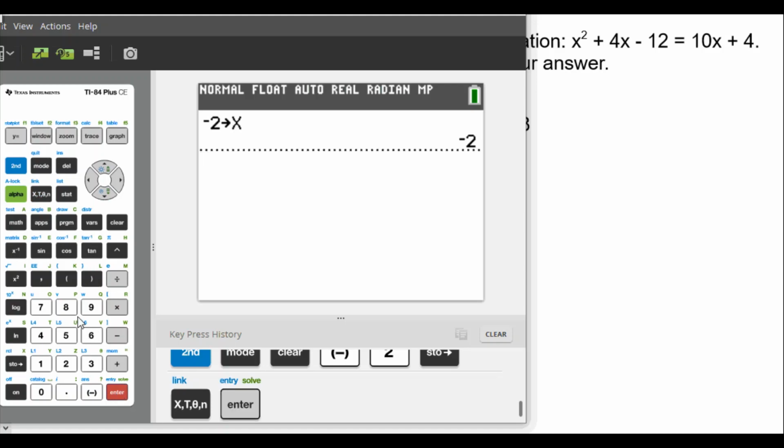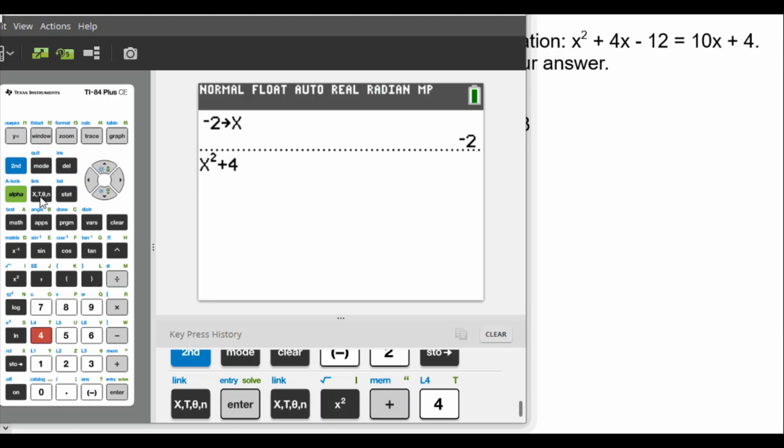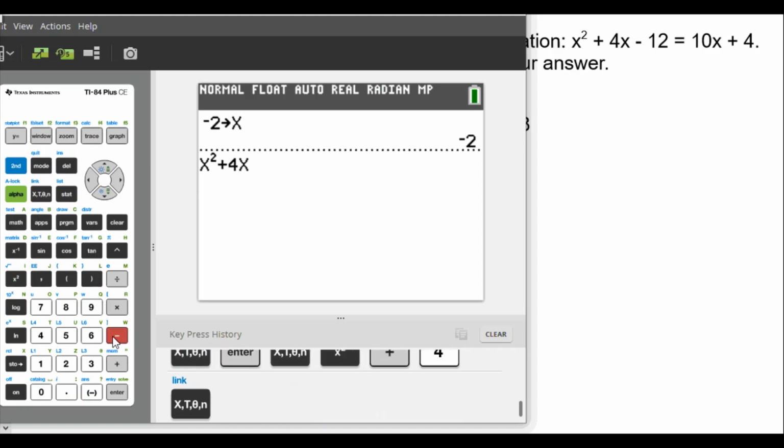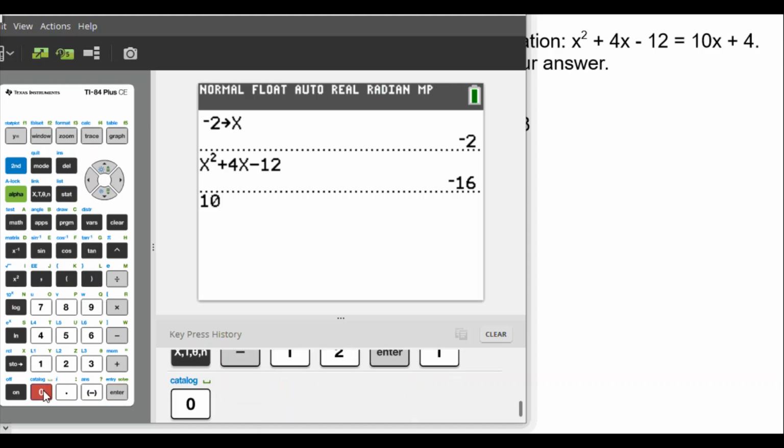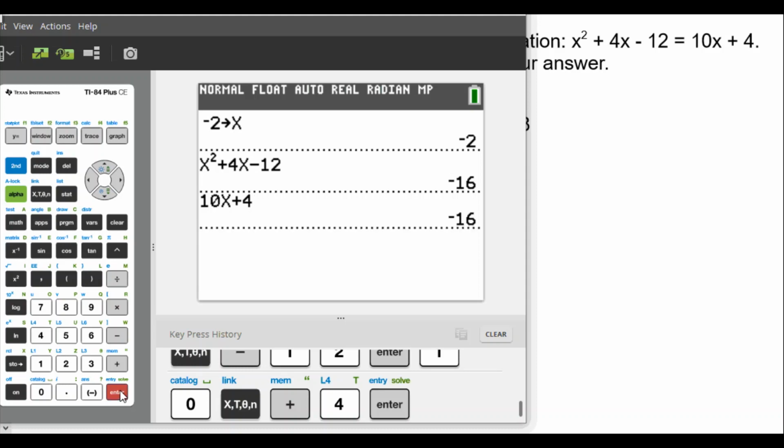Now let's type in x squared plus 4x minus 12. If we hit enter, we'll plug in -2 for x, and we'll get a value of -16. Now we'll check out 10x plus 4. And we see here, -16, so -2 is one of our answers.